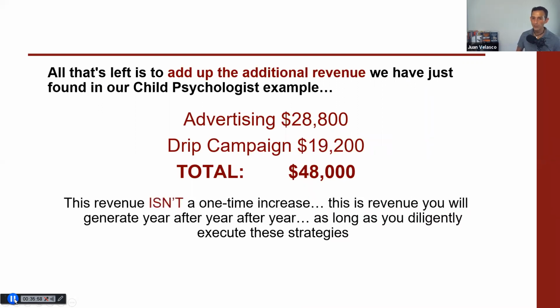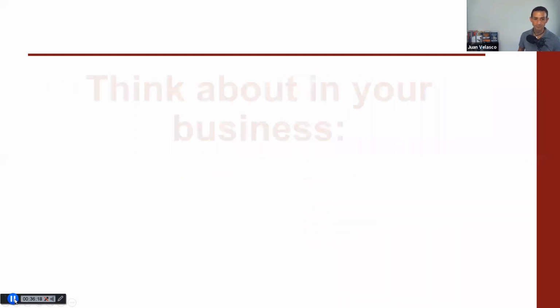And then the cool thing about it is, this isn't just revenue at one time. If you keep this up and you execute the strategies year over year, this is continuous, right? So imagine, $48,000 coming into your business on a continuous basis. Once you have all this systematized, it can make a pretty big impact.